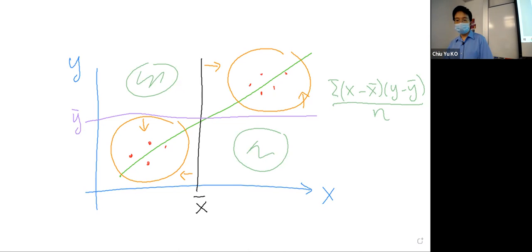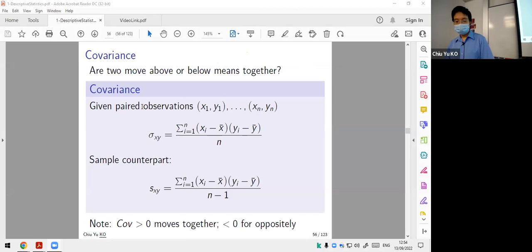Then no, then we go back to the screen. Okay. So that is what we have: look at every observation minus the mean for the x dimension, times the y dimension. The more likely that is in the orange area, the more likely it's positive. And it's divided by n.